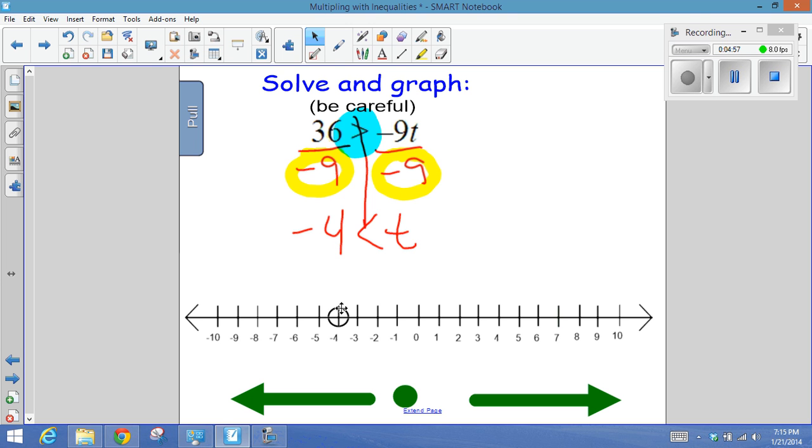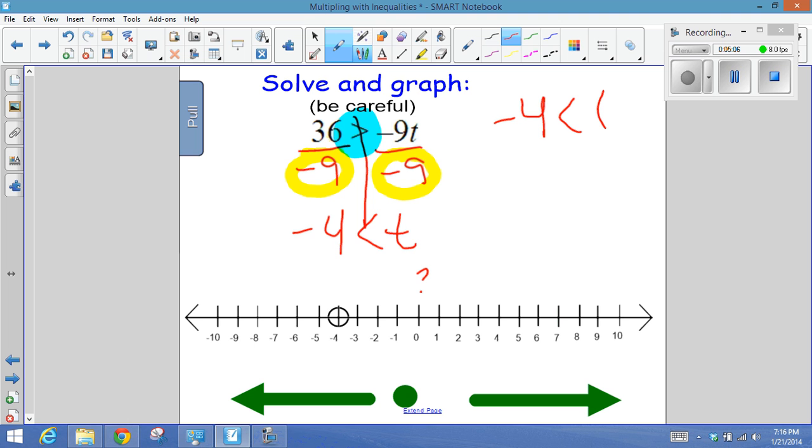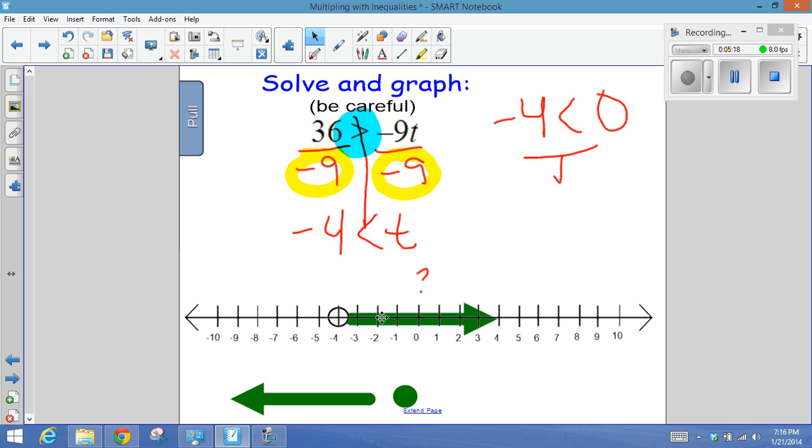I'm going to pick my point, and I'm going to do 0 again. You can pick any number you want, but I like 0. It's easy. It's always easy to compare something to 0. -4 is less than 0. That is true. So I'm going to shade over here. That is a solution, so I'm going to shade that direction.